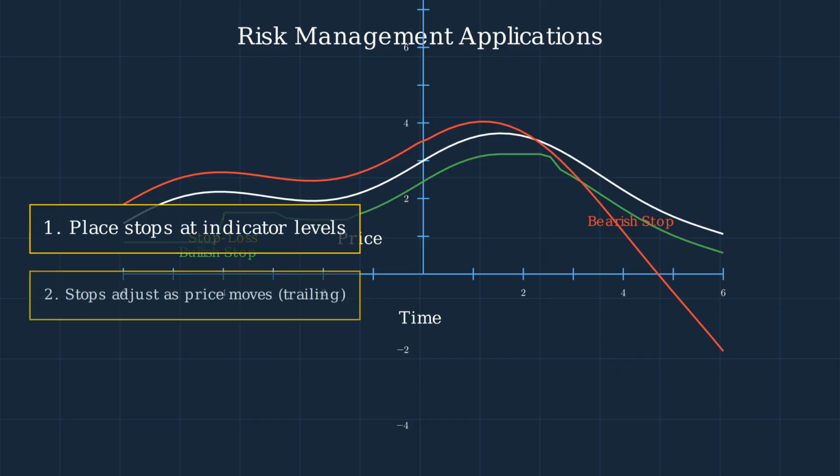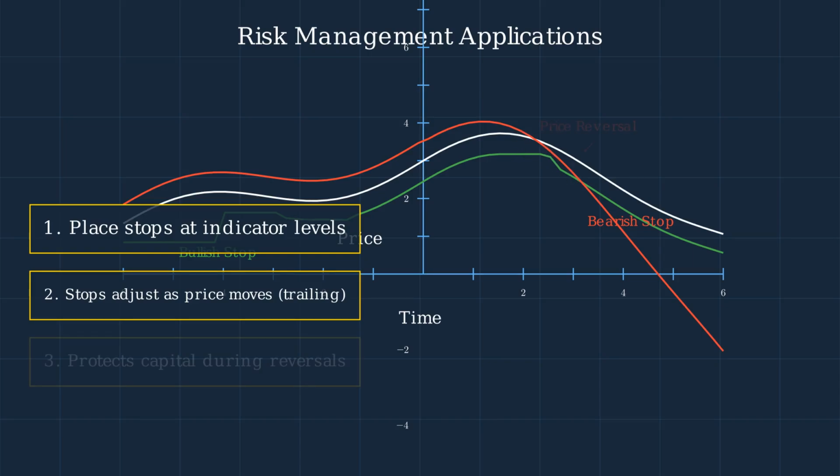The second key benefit is that as the market moves favorably, the stop will automatically adjust to lock in profits. When the price rises, the bullish stop moves up as well, creating a trailing stop effect that adapts to the changing market conditions.